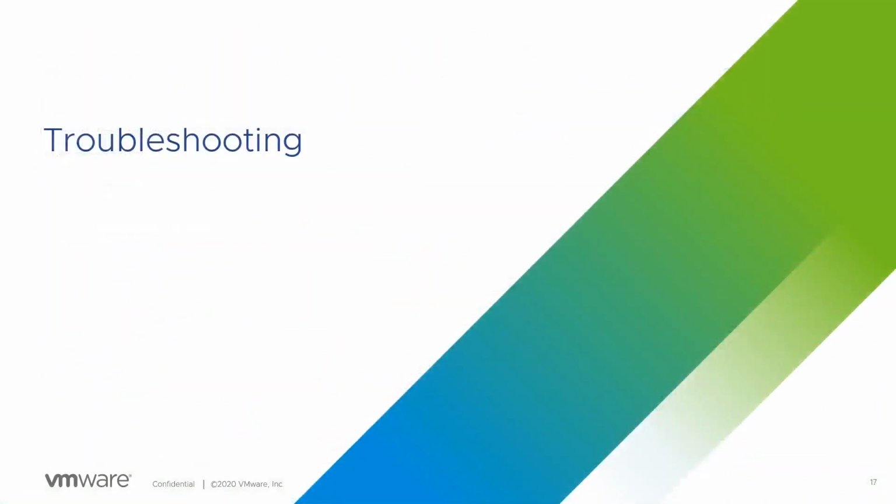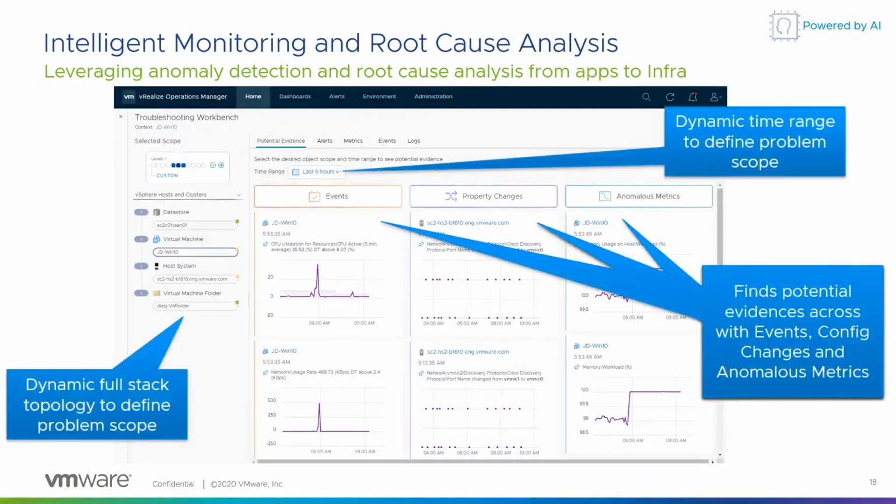So now let's take a look at some of the new capabilities around troubleshooting that we've introduced recently. The Troubleshooting Workbench is an awesome new feature that we introduced in vRealize Operations 8.0, and this allows us to troubleshoot things from virtual machines, hosts, really any object within vRealize Operations. So what we do is we select the object that we want to troubleshoot, and then we can define the scope in 2 different ways.